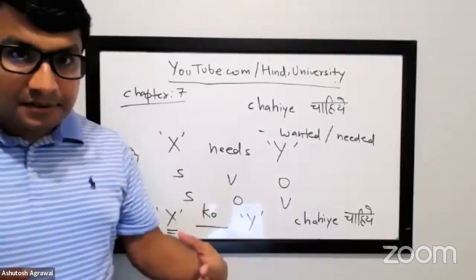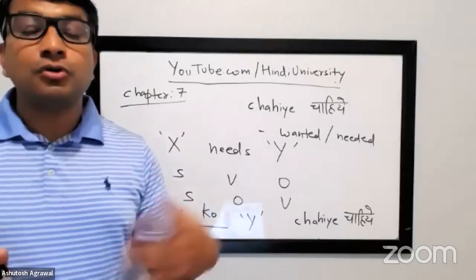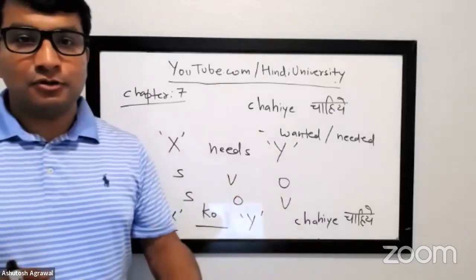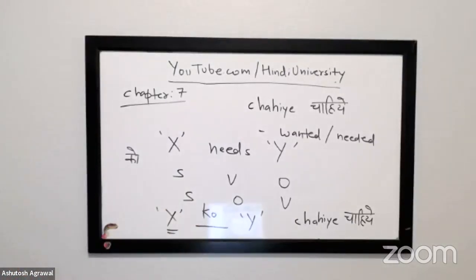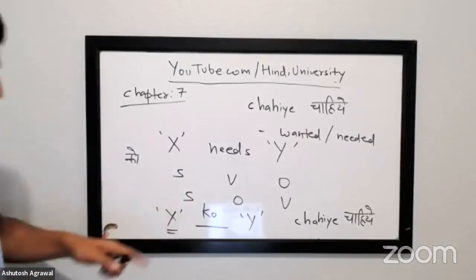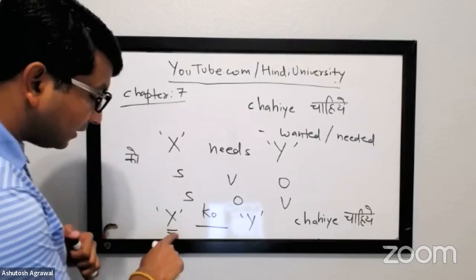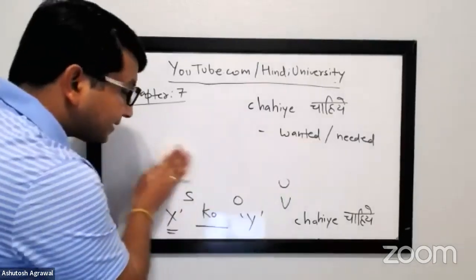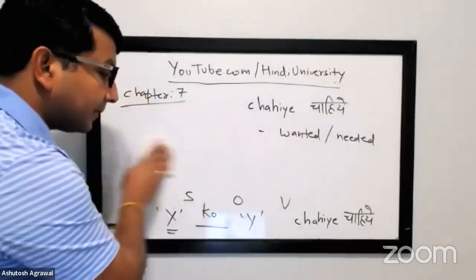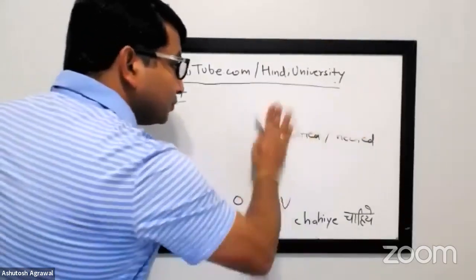If you practice it, it will come naturally. Ron ko help chahiye. We will translate it, but at least try to say it a few times in your mind, or say it out loud as well. X ko Y chahiye. Okay, and we'll make some sentences, very simple, but I hope it makes sense to you.